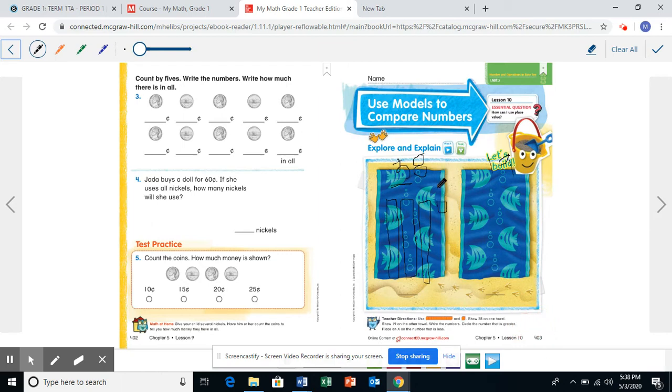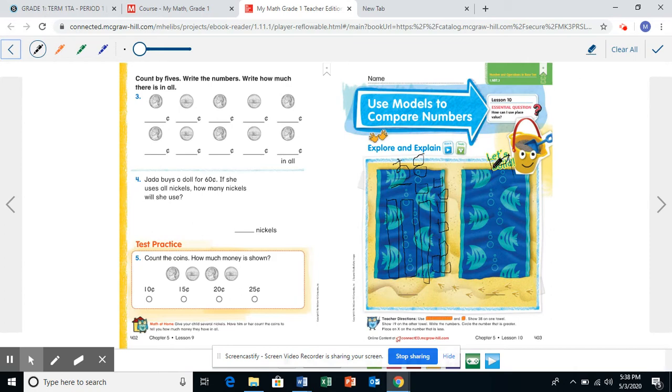1, 2, 3, 4, 5, 6, 7, and I'm going to make the 8 right here. Okay, this is my 38.